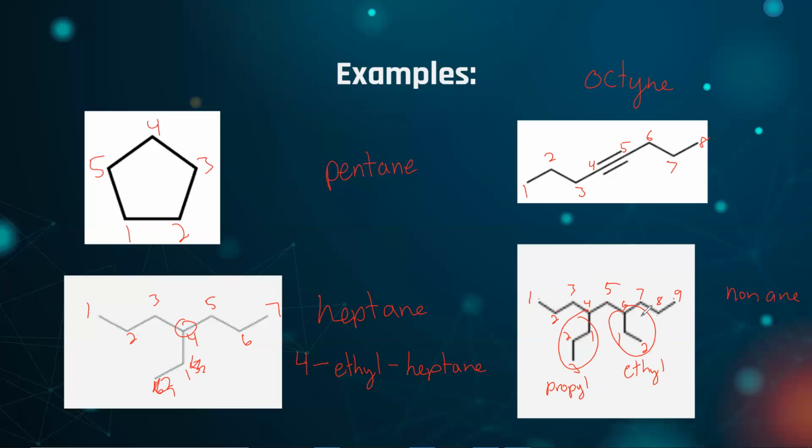So now we have a couple of things to pay attention to. So I'm going to switch colors. Oh, that's a bad color. There we go. We have an ethyl group, which alphabetically comes before propyl. So ethyl is going to be listed first in our final name. So we have 6-ethyl, comma, 4-propyl, dash nonane.